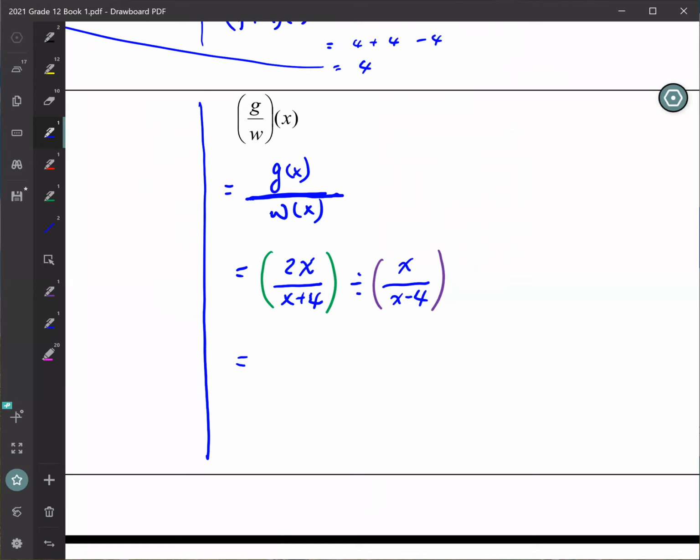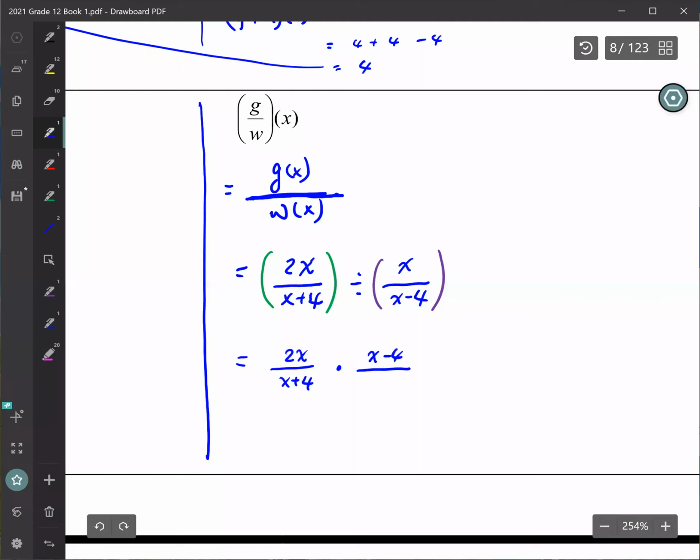I don't really remember, but all I did was flip the fraction. Which one do we flip? The purple one. Yeah, okay, so let's write it down. So you have 2x over x plus 4 times x minus 4 over x. Okay, so what do you think we can do after we flip?